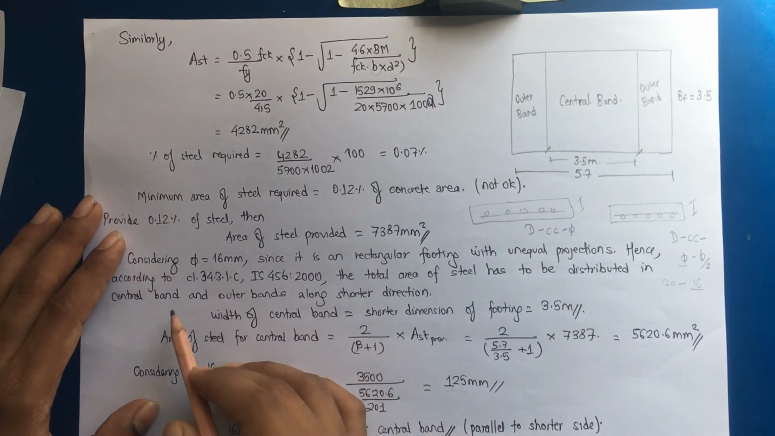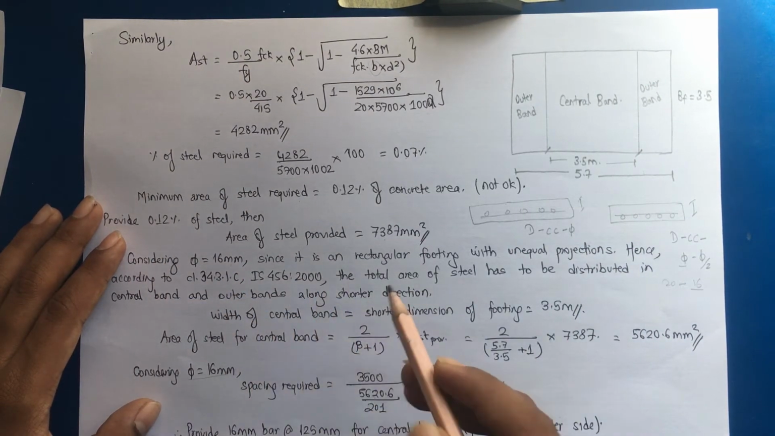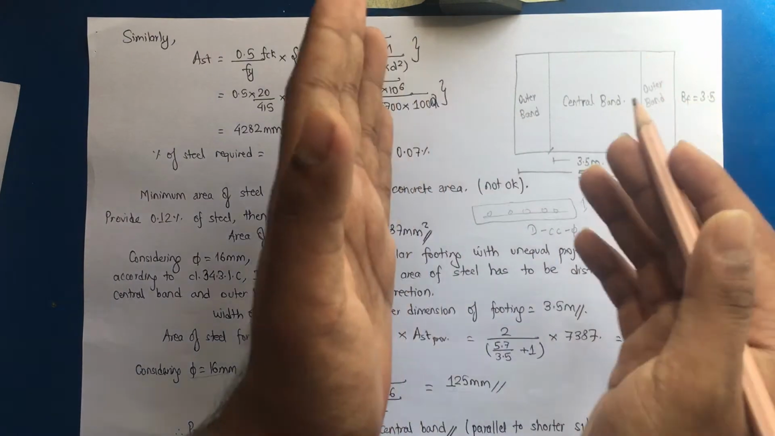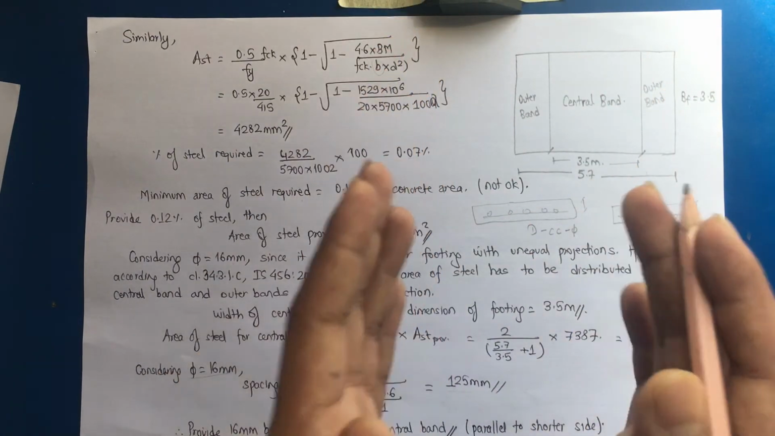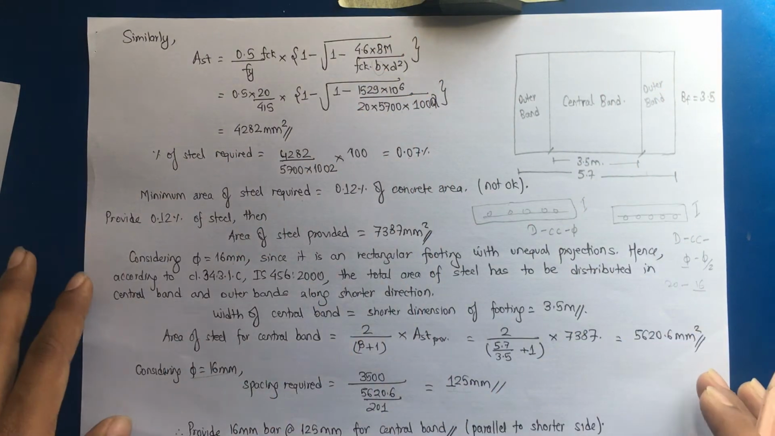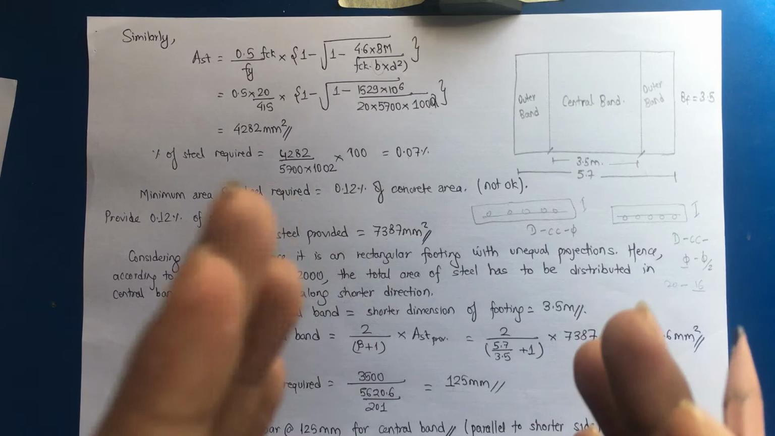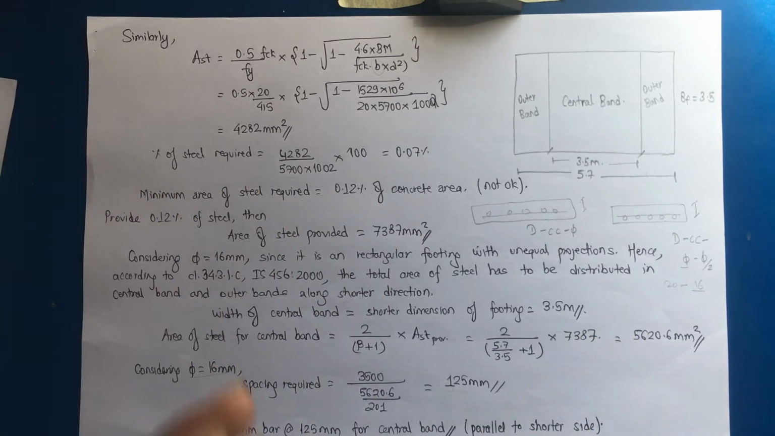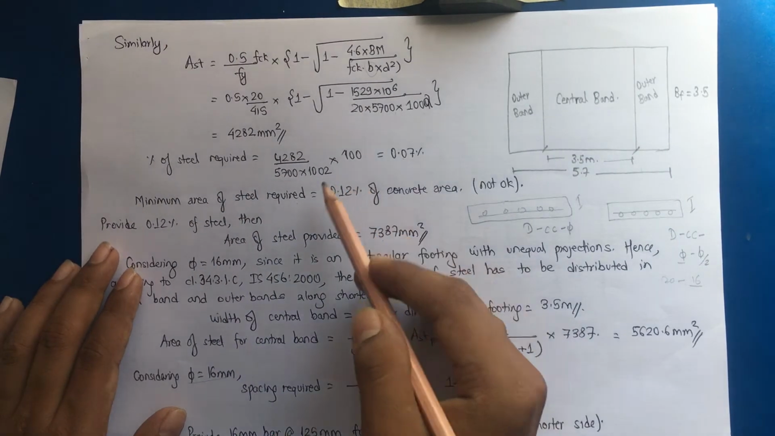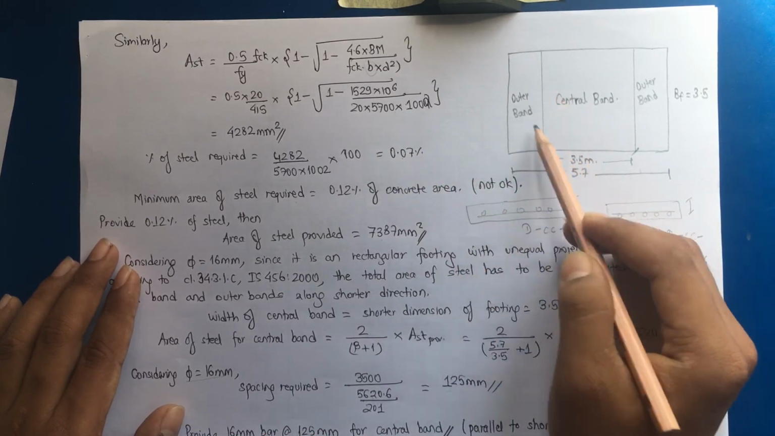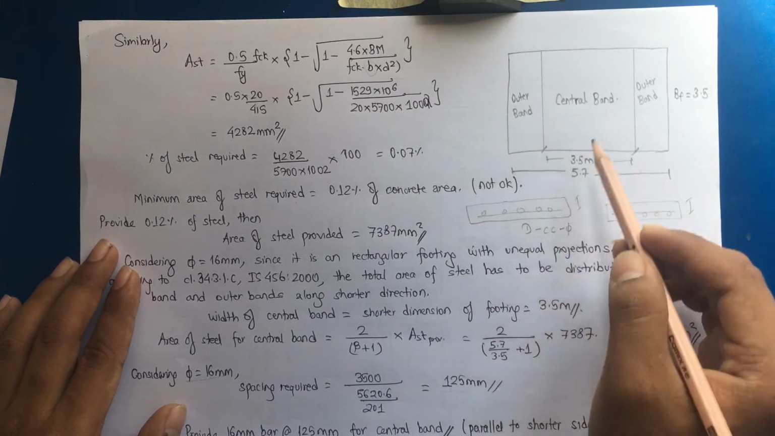We could have provided phi as 20 in this case also, but I wanted to show the difference in the reinforcement detailing along the shorter edge and the longer edge. So I am providing different bar diameters. Okay, that is the difference here. I'm not considering the economical aspect, I'm just trying to show how to provide different bar sizes in the different directions.